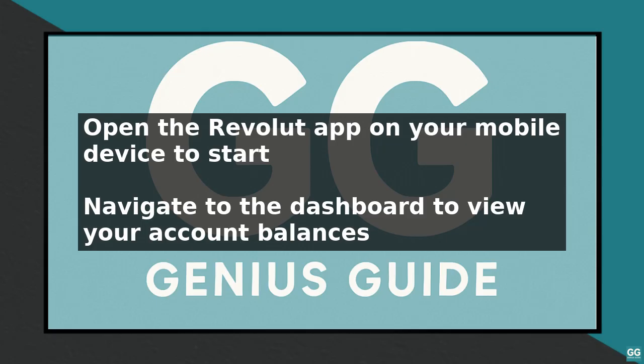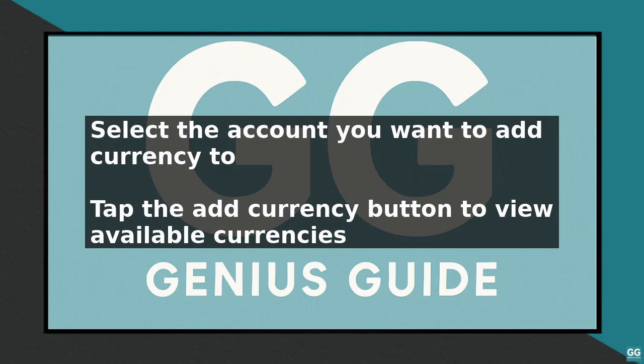If you have multiple accounts, choose the one where you want to add the new currency. After selecting the account, tap the Add Currency button, which is usually represented by a plus sign. This will take you to a list of available currencies that you can add to your account.